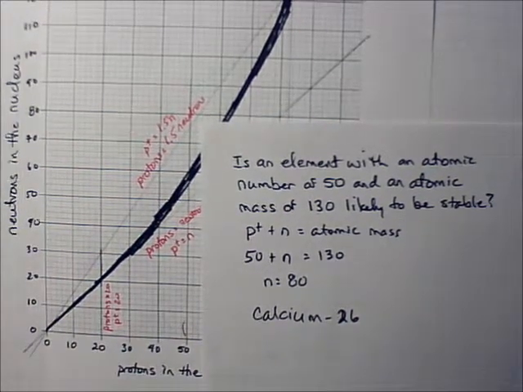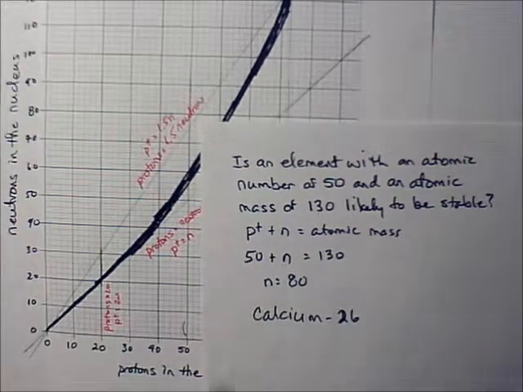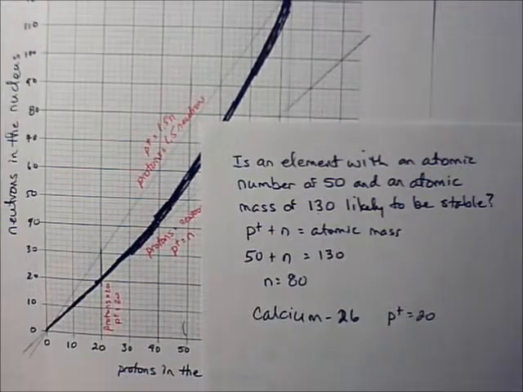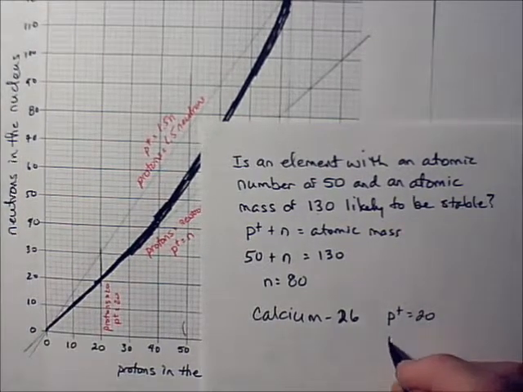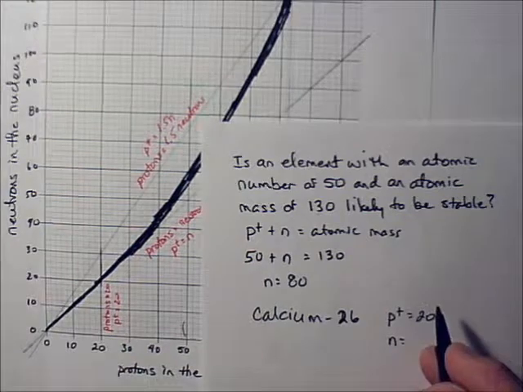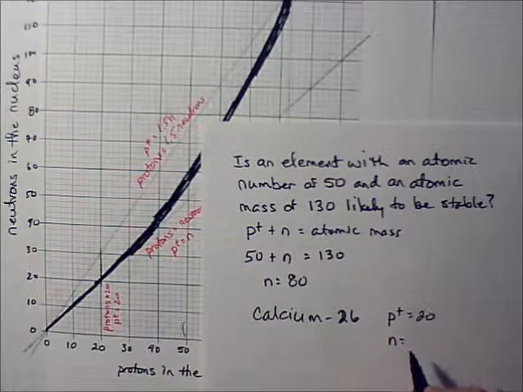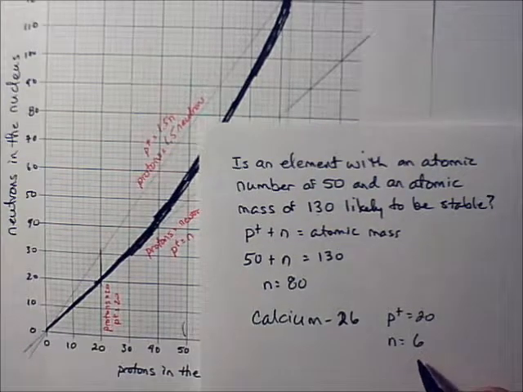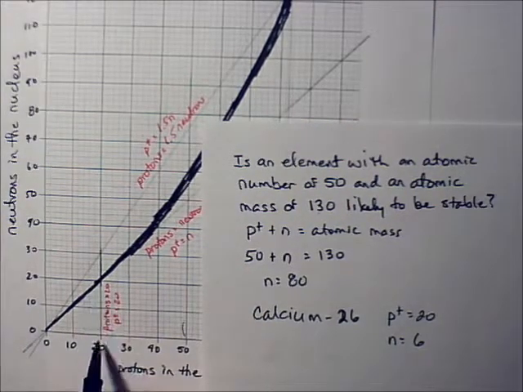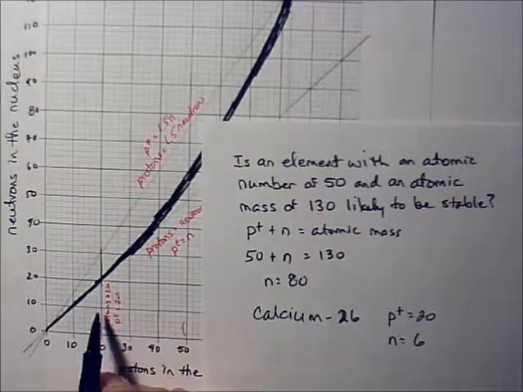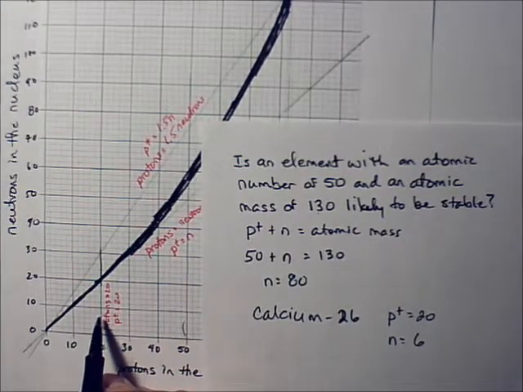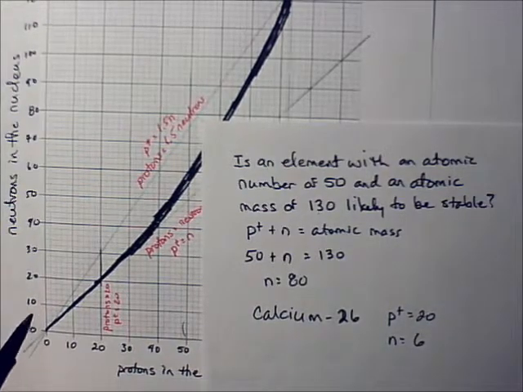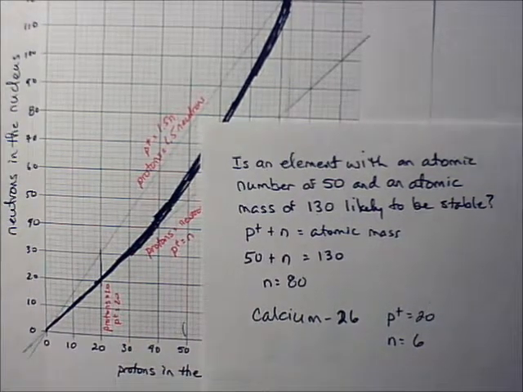All right, so what is calcium's atomic number? 20. P plus equals 20. So the N equals what? What's the number of neutrons going to be? 6. And so 20 protons and 6 neutrons is right here. That's nowhere near stable, is it? I know, but you said yes as well, so I wasn't sure.